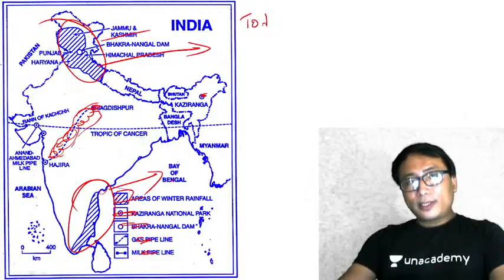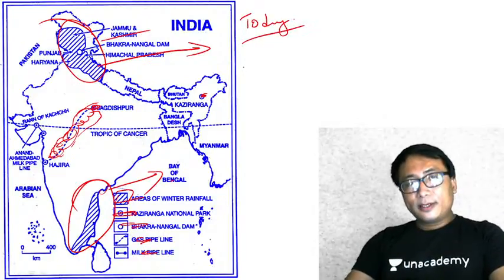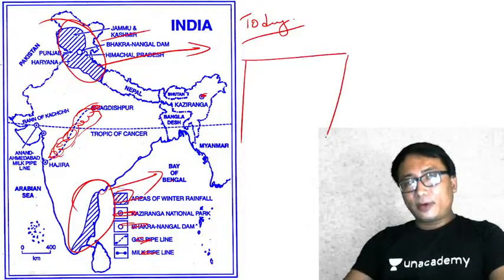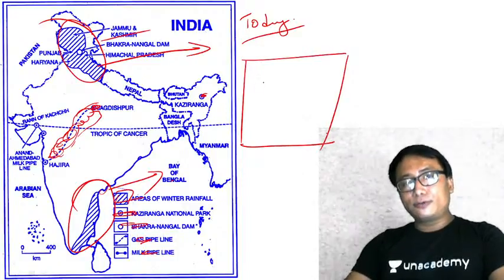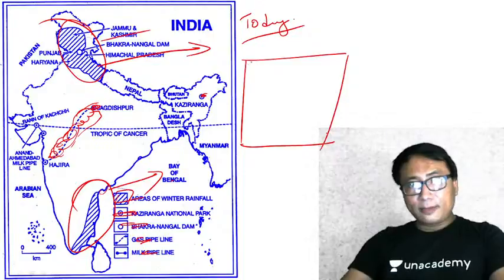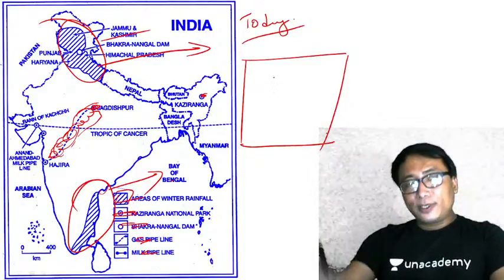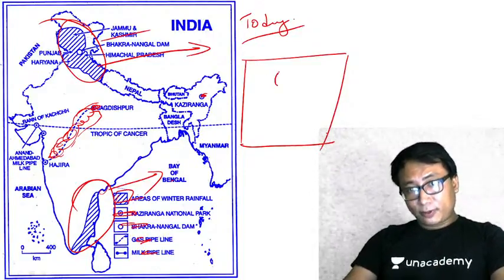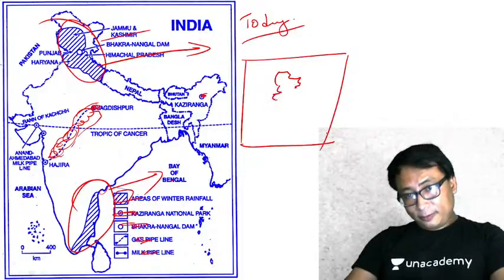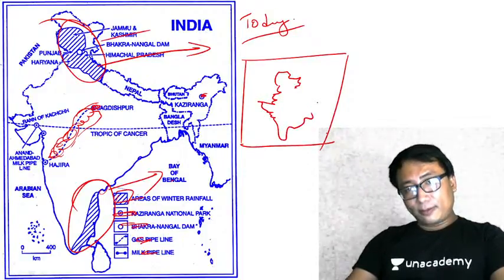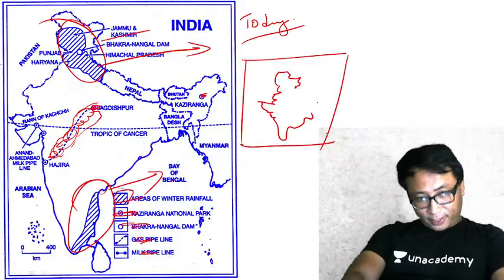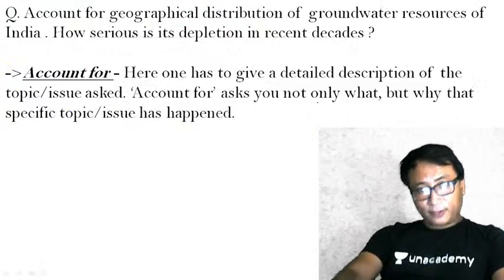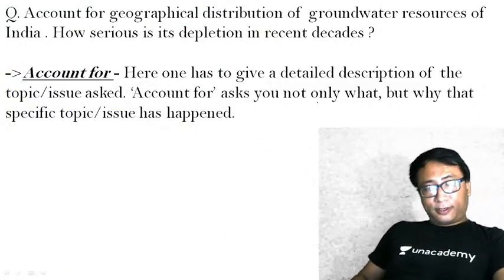From today, you do one exercise. Take out a piece of paper whenever you are free. Try to draw a freehand outline map of India. It should happen within a few seconds because you won't get time. Like this, some rough outline map of India. The world and India. Chalo, let us go to the next question.